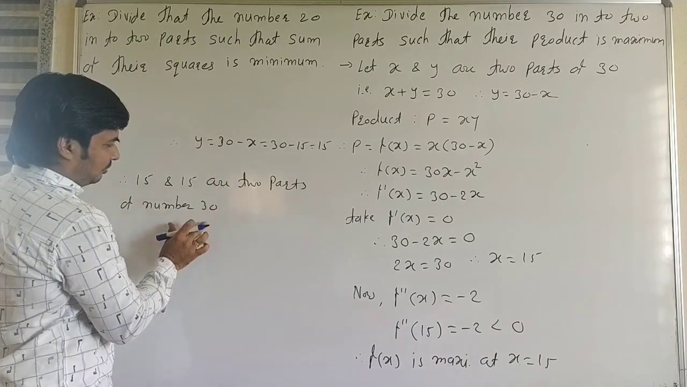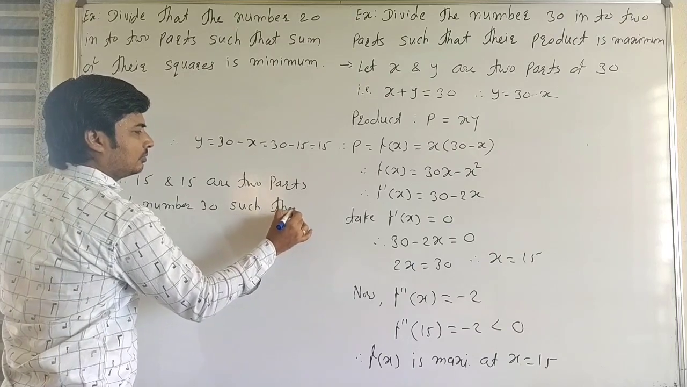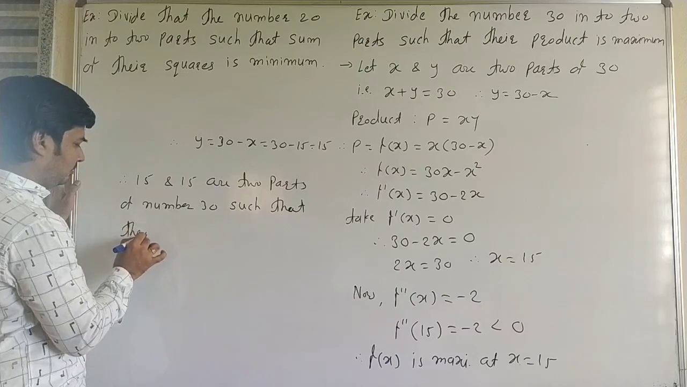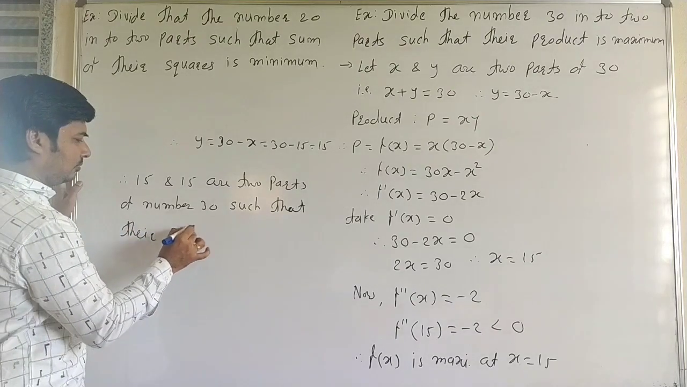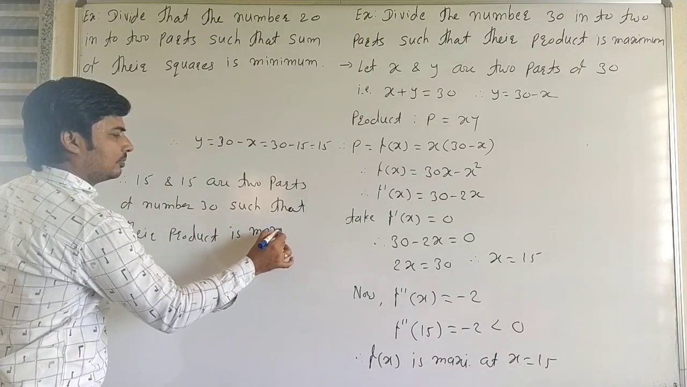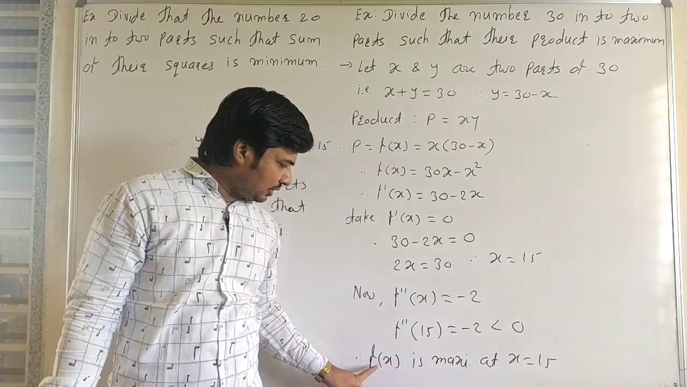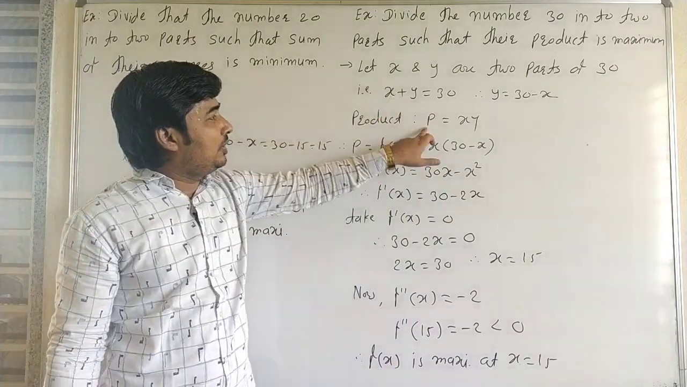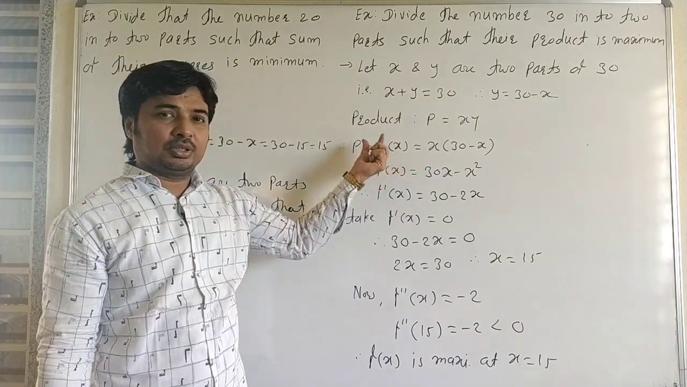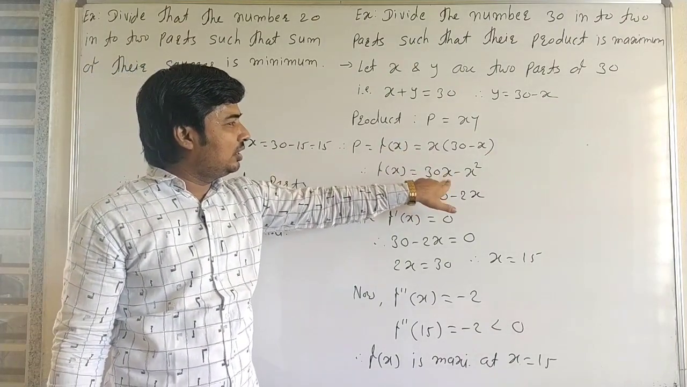Two parts of 30 such that their product is maximum. Here 50 and 50 are the two parts and their product is maximum. It is a product P of two numbers, then this product P is converted into f of x. Here f of x is equal to 30x minus x square.